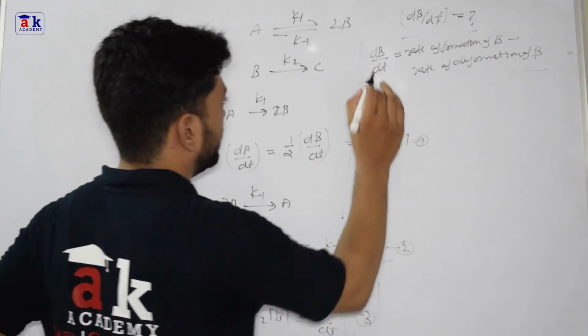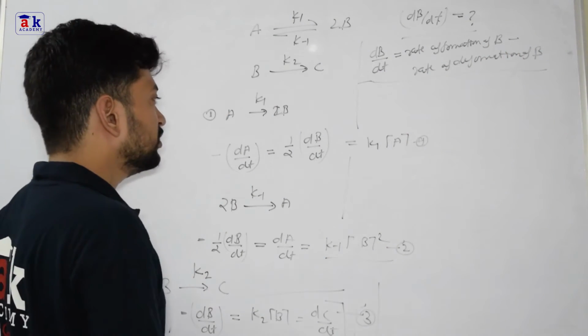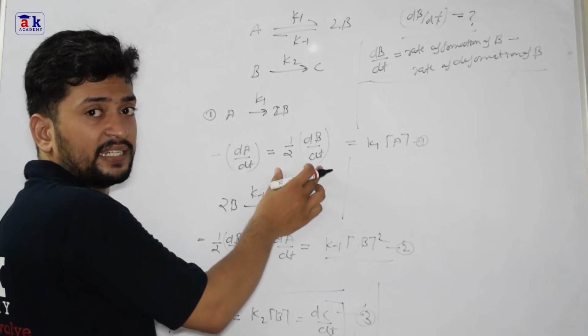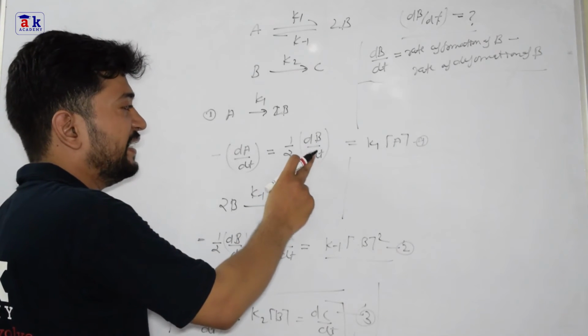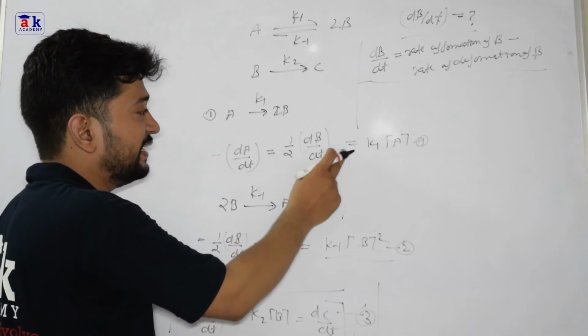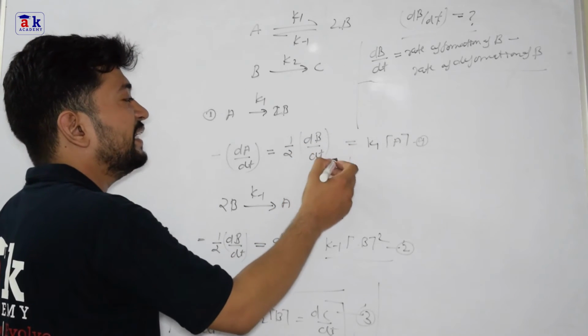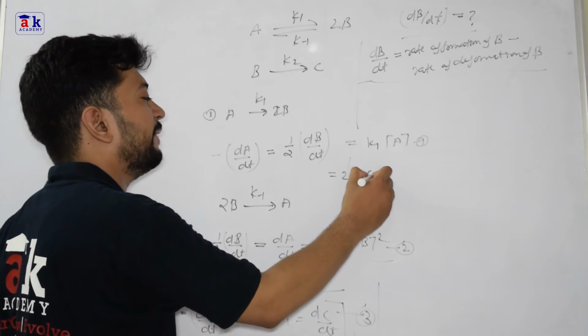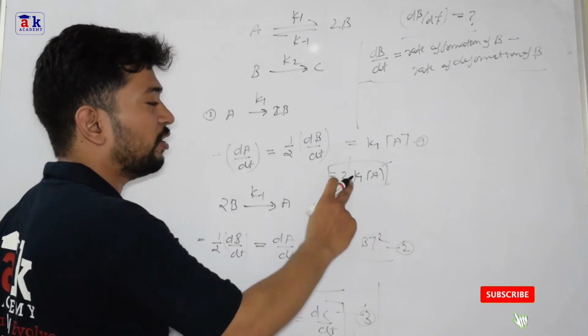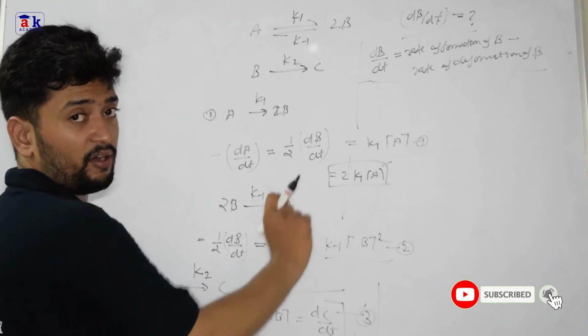Now let's see how you can do the next thing. In this case, B is getting formed, right? So we have dB/dt = 1/2 dB/dt = K1 into A, right? So what we can say is dB/dt will be equal to 2K1A. So from here we got this 2K1A, and this is the rate of formation of B.